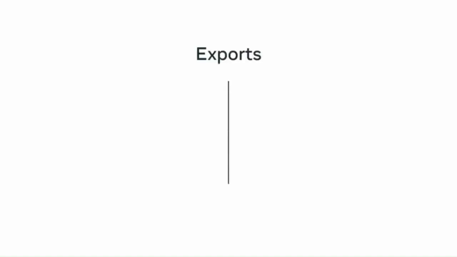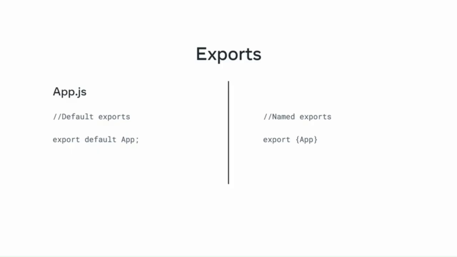In JavaScript, there are two types of exports: default exports and named exports. The default export is used when the function name is the same as the file name, and named exports are used when you want the function name to be different from the file name.